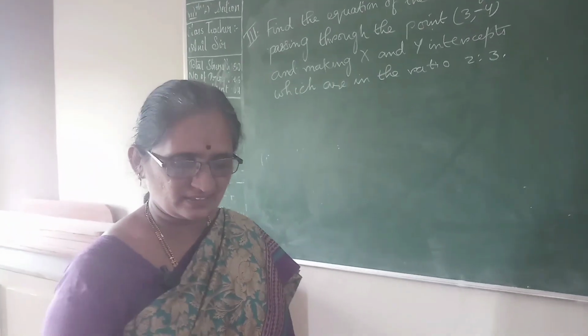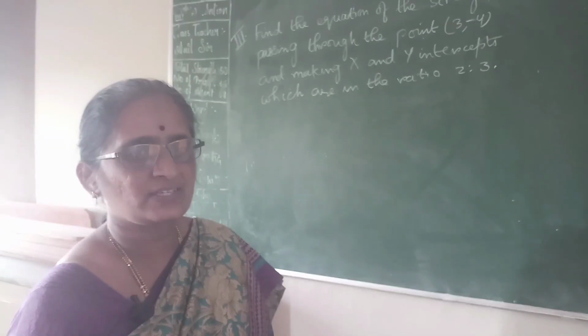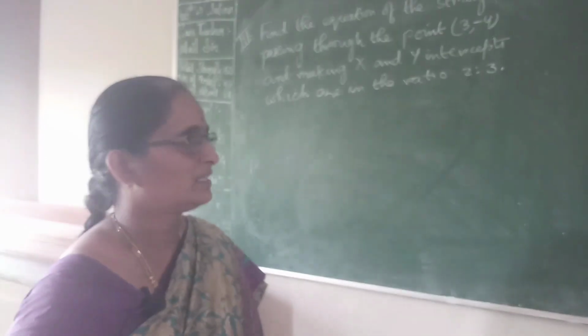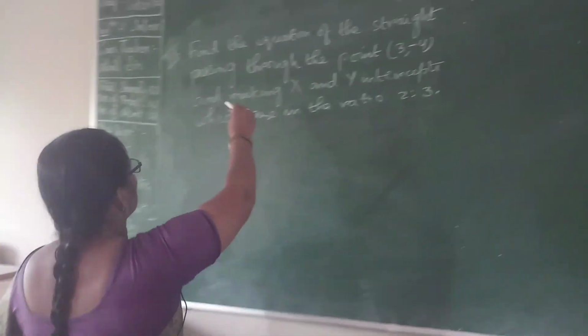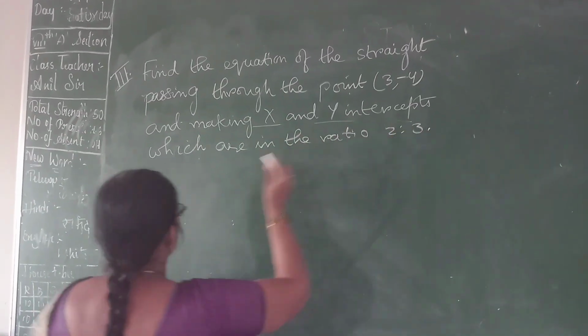Okay, good morning children. Today we are going to do the exercise of the straight line, that is exercise 3A, third Roman. Now, see this first question. Find the equation of the straight line passing through the point 3, -4 and making x and y intercepts which are in the ratio 2:3.